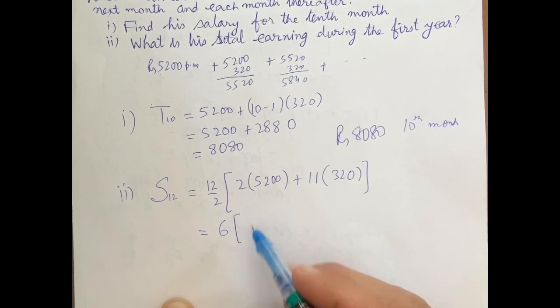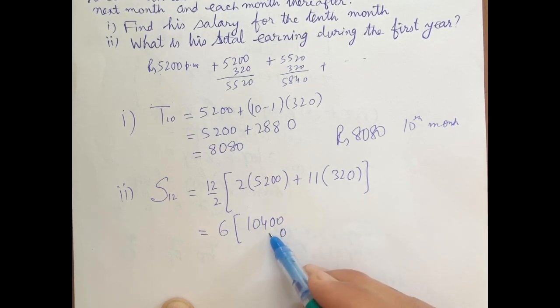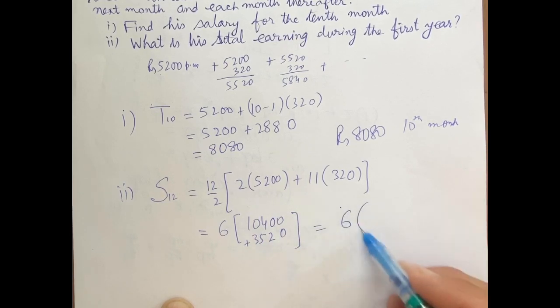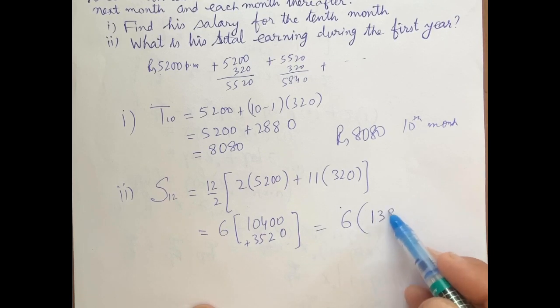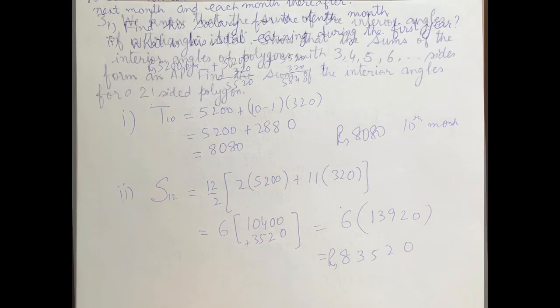This is 6 into (10400 plus 3520), that is 6 into 13920, and multiplying this gives 83520 rupees. So this is the answer. This is his total earnings during the first year.